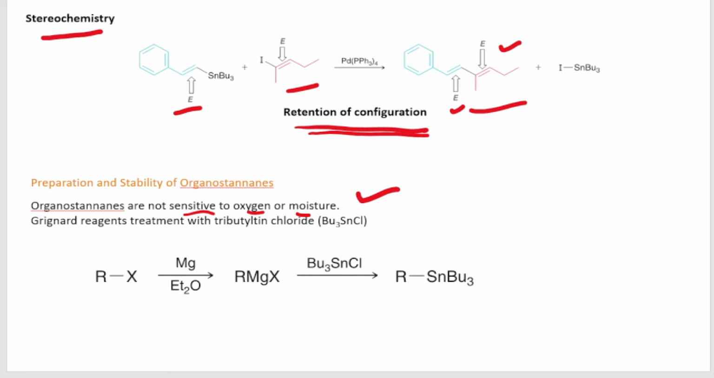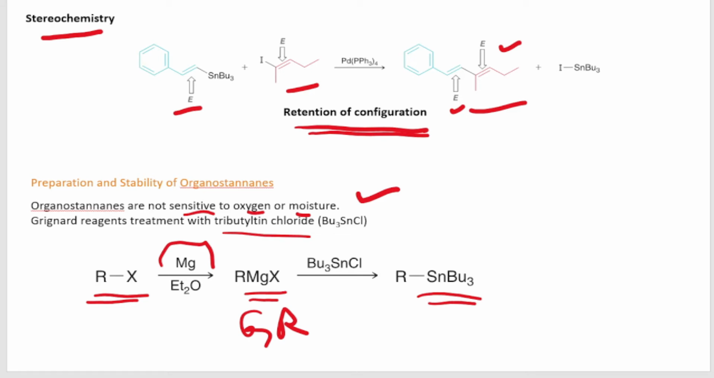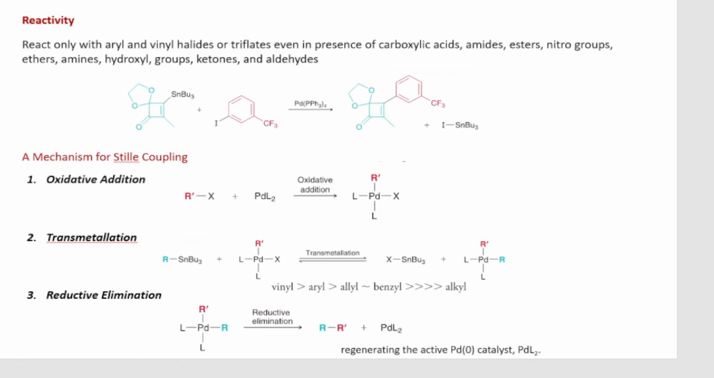And how do you make an organostannane compound? First you have to make a Grignard reagent by treating an organohalide with magnesium. It will give you the Grignard reagent, and then treat it with tributyltin chloride. You will get your organostannane compound.